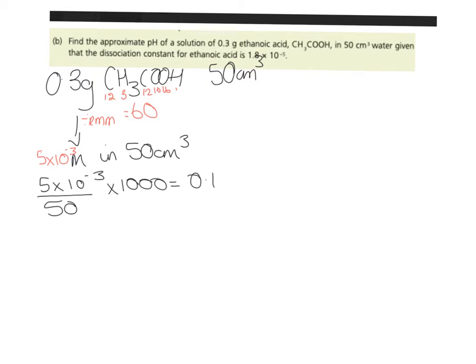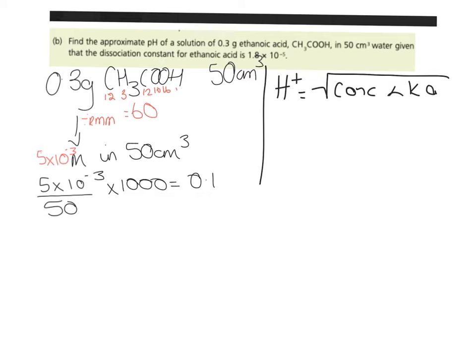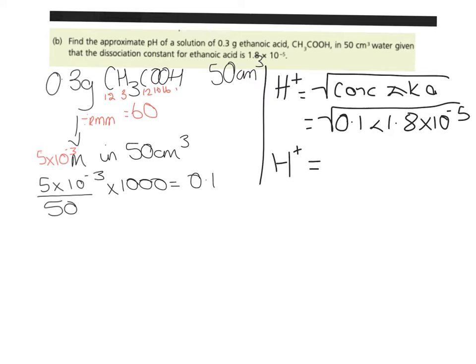So our formula for this is that the H plus ion concentration is equal to the square root of your concentration multiplied by your Ka. In this instance, our concentration is 0.1. Our Ka is given to us in the question, and that's 1.8 by 10 to the minus 5. So we get a value of our H plus ion concentration to be 1.3416 by 10 to the minus 3.